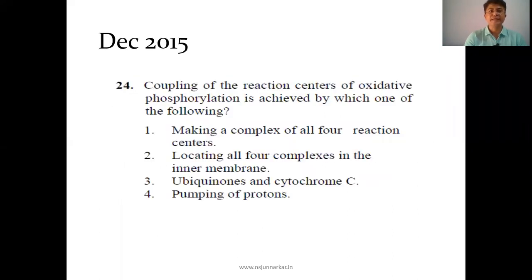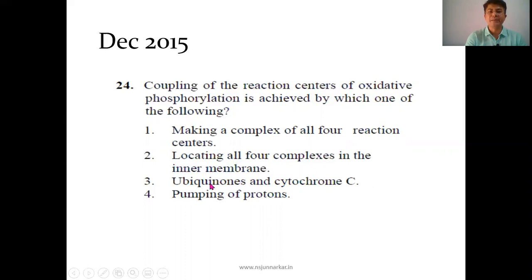Let us have a look at the questions now. Coupling of the reaction centers of oxidative phosphorylation is achieved by which one of the following? Making a complex of all 4 reaction centers, locating all 4 complexes in the inner membrane, ubiquinones and cytochrome C, pumping of protons. So here you can see that the coupling of the reaction centers of the oxidative phosphorylation can be achieved by ubiquinones and cytochrome C, because these are the couplers of the complexes.